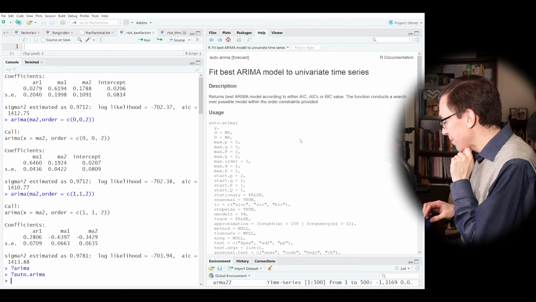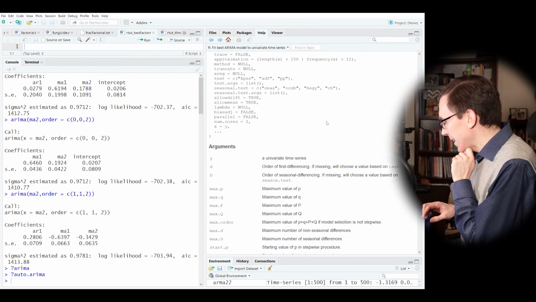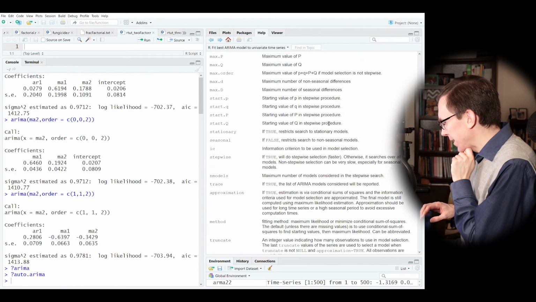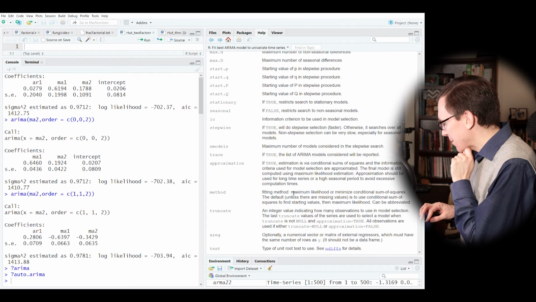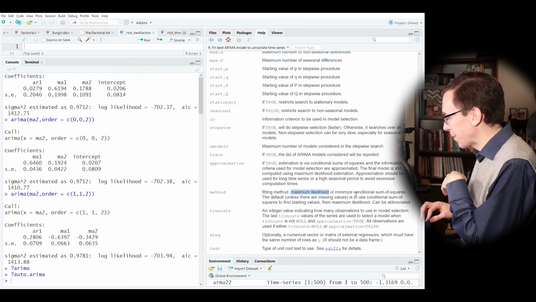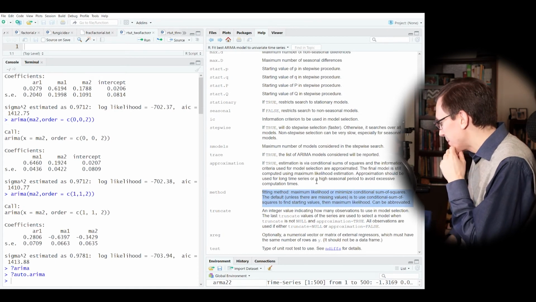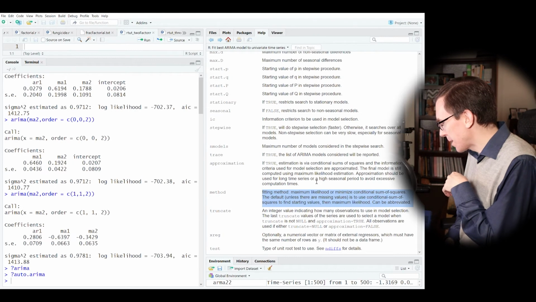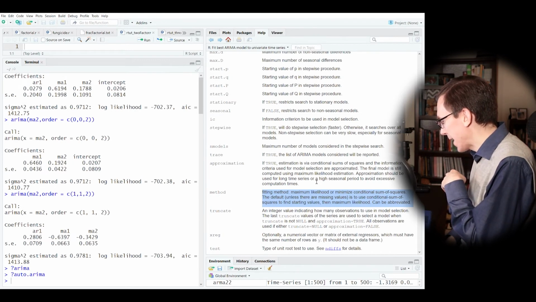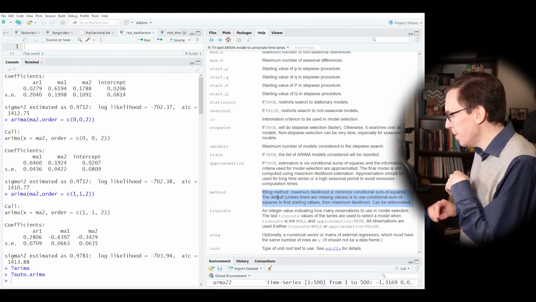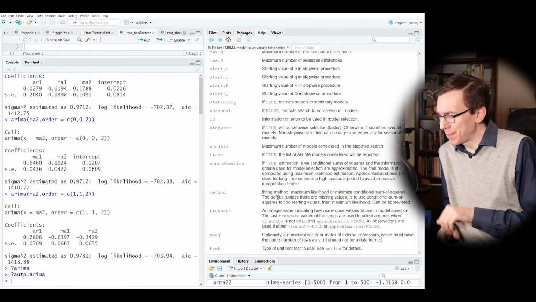And auto.arima, yeah, is going to select based on AIC. And I mean, yeah, the method is maximum... CSS is conditional sum of squares. That makes sense. The fitting method: maximum likelihood or minimize conditional sum of squares. The default is to use conditional sum of squares to find the starting values, then maximum likelihood. So presumably they seem like they should be doing the same thing, but they're giving me different answers, which is quite interesting.